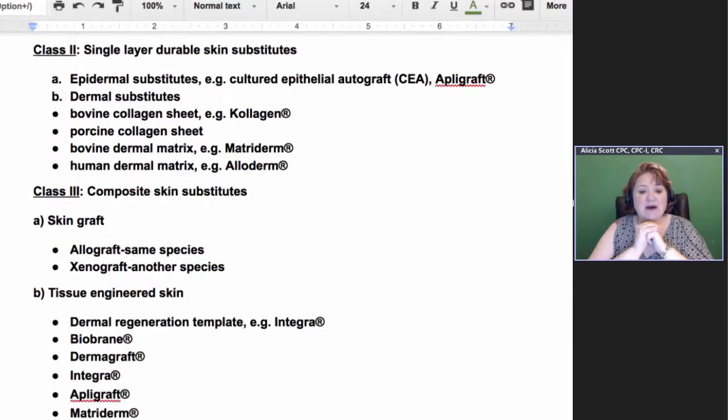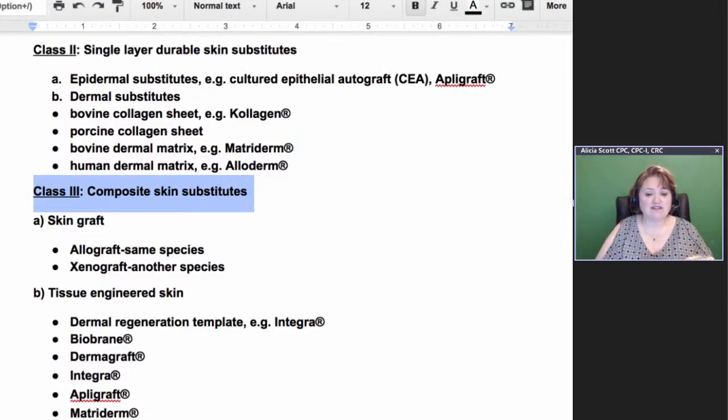Okay, so let's move down from the single layer, the class 2, and look at class 3, which is composite skin substitute. So this is where we're getting into a skin graft. This is also where those terms allograft and xenograft come in. If you don't know, autograft means it's from your own body, right? Think of, you sign your autograft. Auto means it's coming from you. Allograft means it's coming from the same species. So if you're getting a skin substitute from another person, it would be an allograft. If it's a xenograft, it's coming from another species. That's where you'd be getting this bovine collagen sheet that would be used. It's not from a human, and they're laying that on top of the skin.